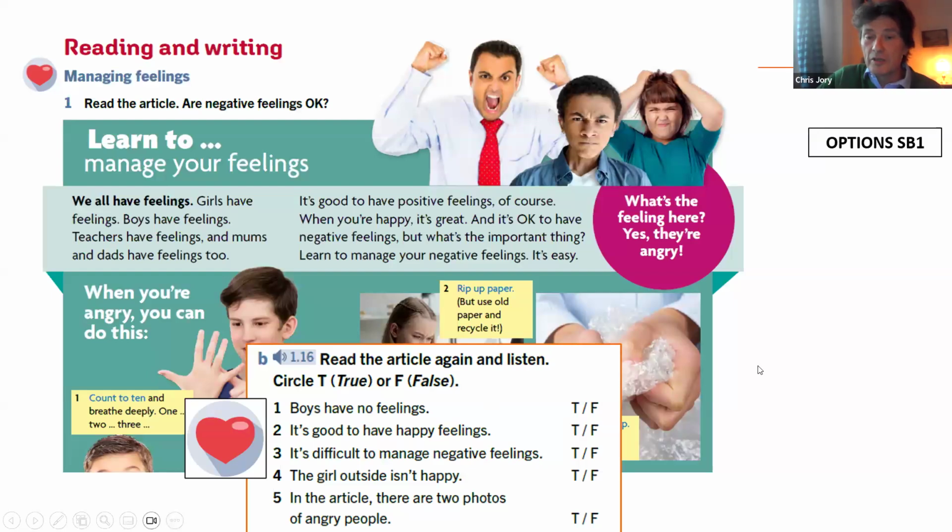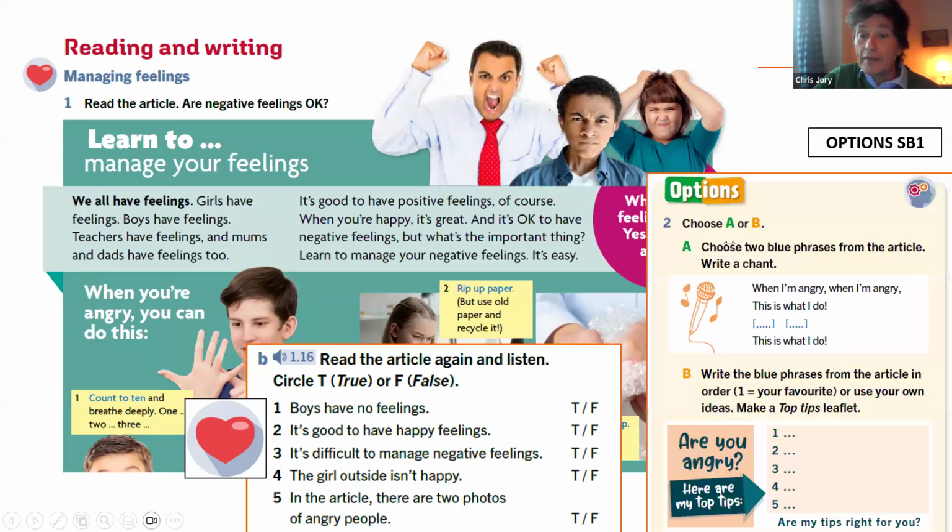So also the comprehension task focusing in on the emotional side of things here. And then going on and having a follow-up activity where, for example, they look at these tips in blue, count to 10, rip up paper, etc. And they choose the ones that they think are most useful. They come up with their own ideas, etc.